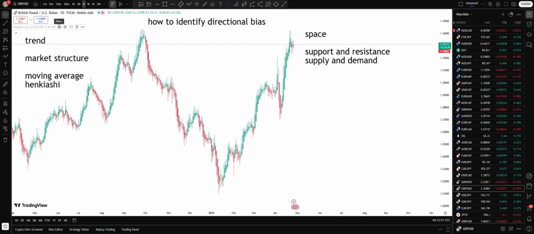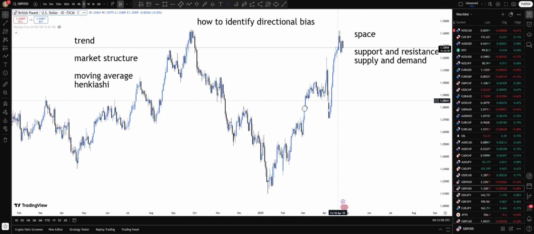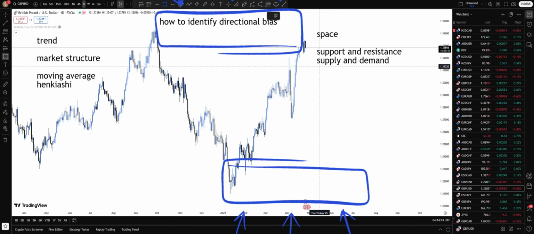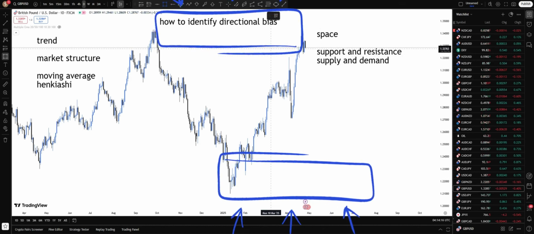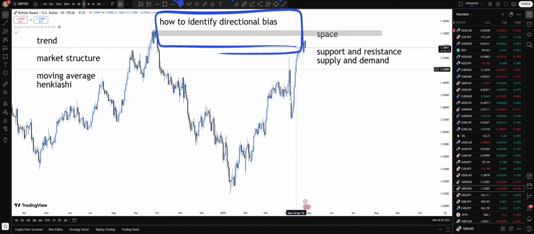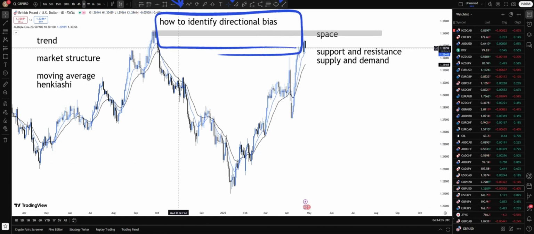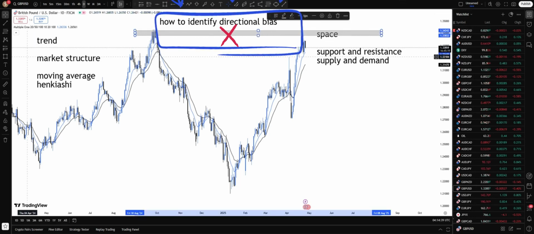There are other components needed in identifying our directional bias. So for example, on this side we have space. Space is very important. To determine the space, we can make use of support and resistance or supply and demand. So for example, we can see this zone here. If we have been buying here, let's say we make use of market structure and moving average using higher highs and higher lows. Despite that, after we are buying all year, based on space, once we come to this point, we are no longer looking for any buy positions.